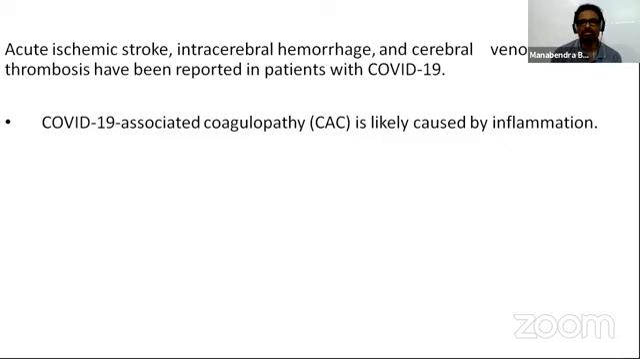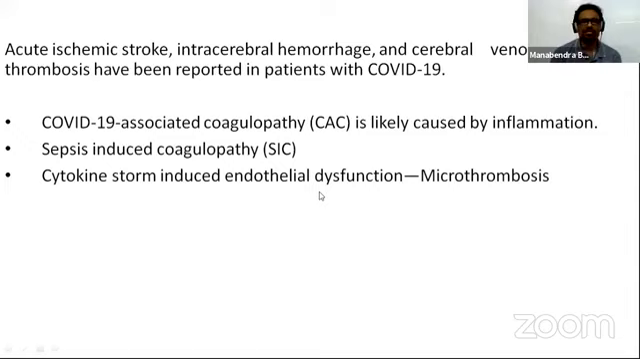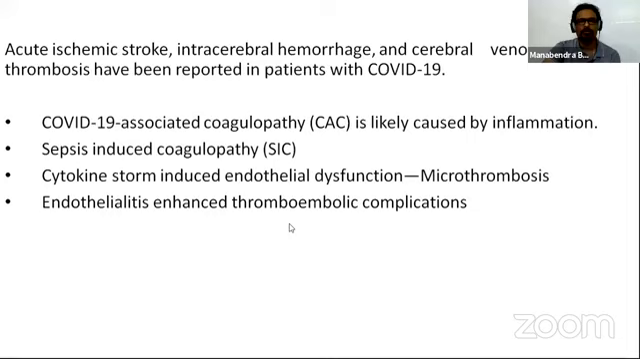Another popular term is sepsis-induced coagulopathy: in severe cases there is sepsis, a systemic infection, and this sepsis can cause a stroke by its widespread involvement of these different mediators. Cytokine storm, as mentioned earlier, can cause microthrombus formation. All of these can cause stroke effects. And endotheliitis is another indirect cause of cerebrovascular disease.